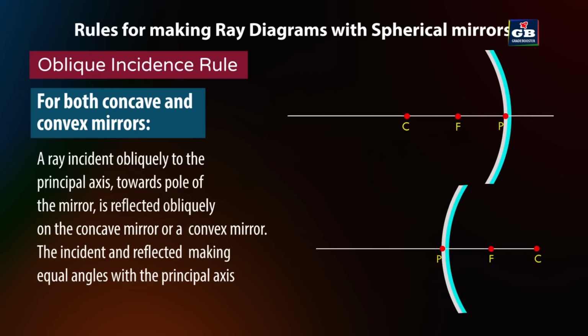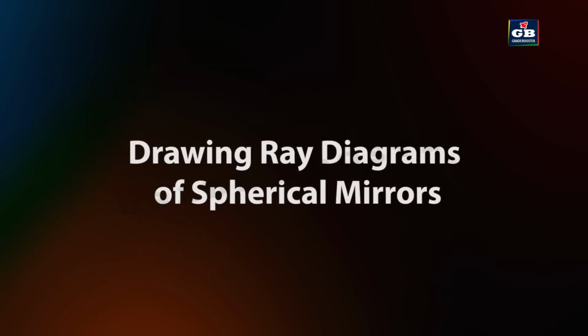4. A ray incident oblique to the principal axis towards the pole of the mirror is reflected obliquely on the concave mirror or a convex mirror, the incident and reflected rays making equal angles with the principal axis. First, let us draw some ray diagrams.